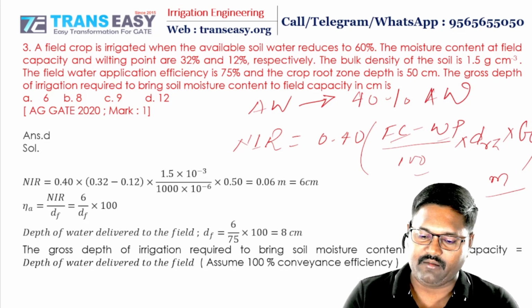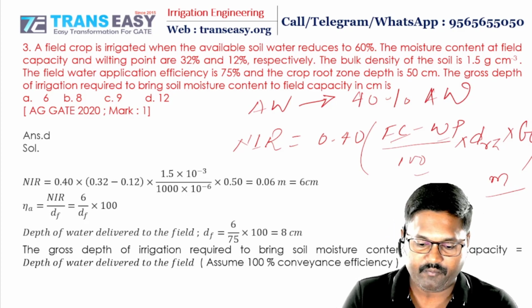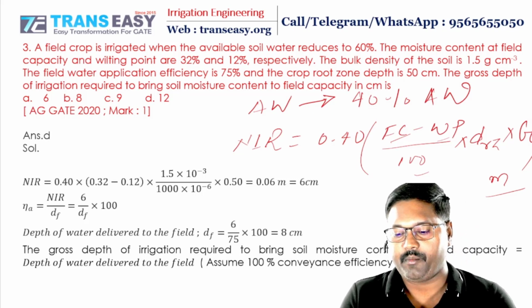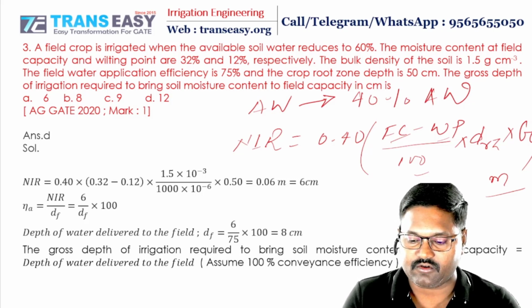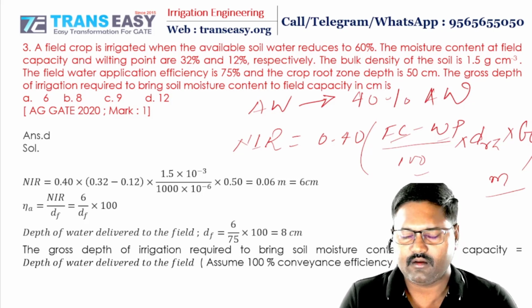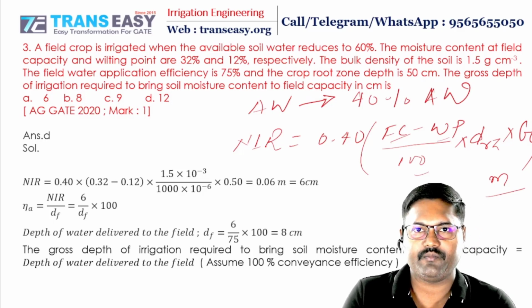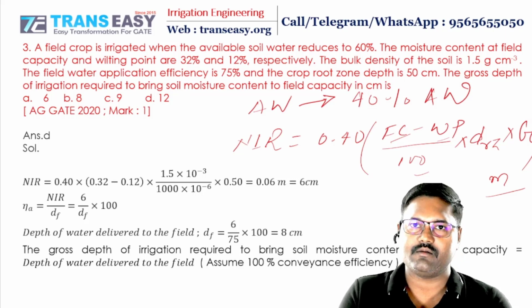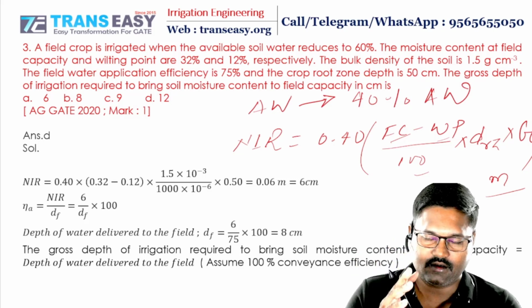So bulk density is given, so we will consider moisture content on weight basis, that is why it is given. The field water application efficiency is 75% and the crop root zone depth is 50 centimeter. The gross depth of irrigation required to bring soil moisture content to the field capacity in centimeter is a very simple problem. Gross depth of irrigation, that is irrigation diverted to conveyance system.